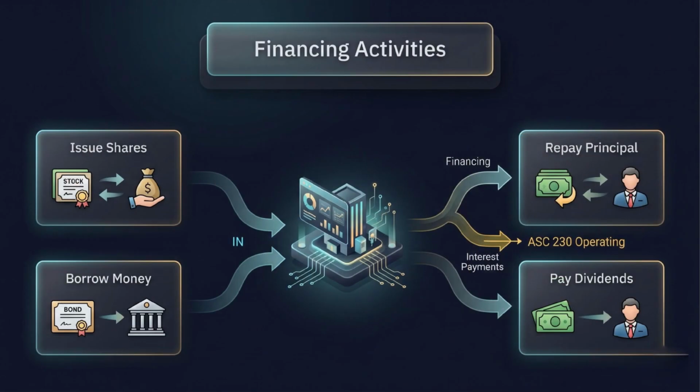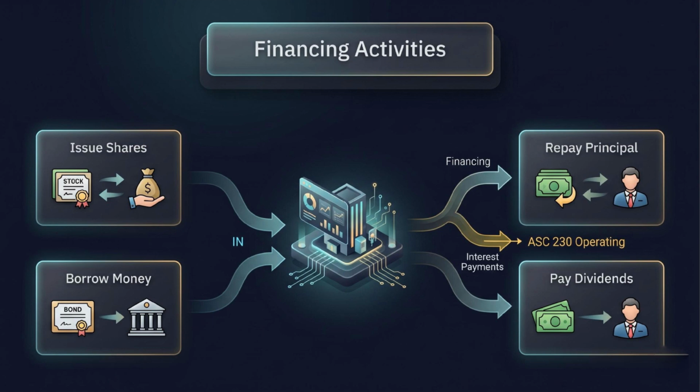Financing activities explain cash from owners and creditors. Cash received from issuing shares is a financing inflow. Cash received from issuing bonds, notes, mortgages, or other borrowings is also a financing inflow. Cash paid to repay debt principal is a financing outflow. Cash dividends paid to shareholders are generally financing outflows for the issuing entity.